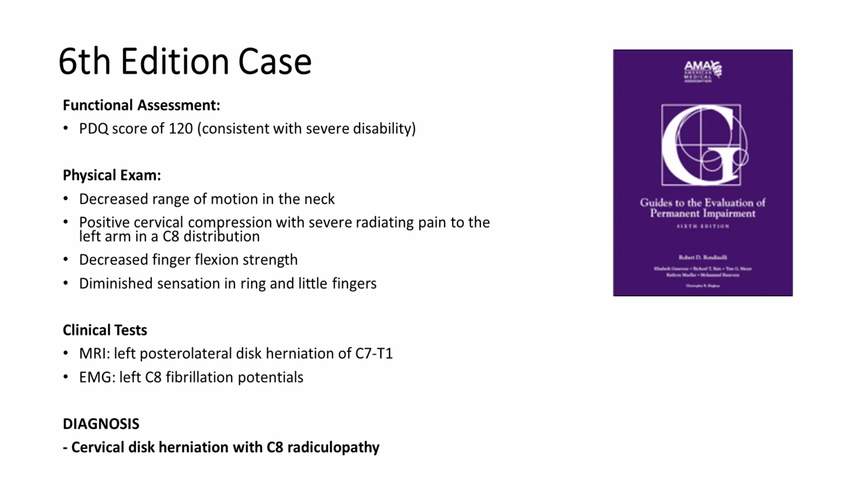The physical exam revealed decreased range of motion in the neck, a positive cervical compression with severe radiating pain to the left arm in a C8 distribution, decreased finger flexion strength, and diminished sensation in the ring and little fingers. An MRI revealed a left posterolateral disc herniation of C7 through T1, and an EMG showed left C8 fibrillation potentials. The patient was given a diagnosis of cervical disc herniation with C8 radiculopathy. Let's see how we would do this with ImpairMaster for the AMA Guides 6th edition.